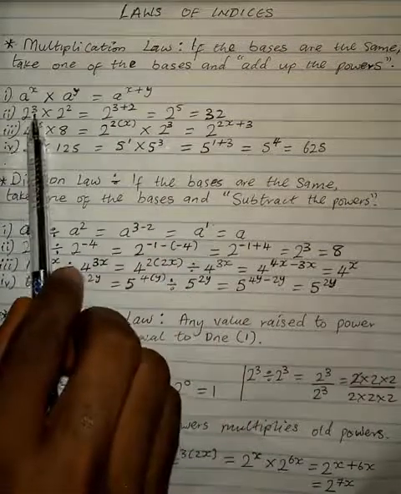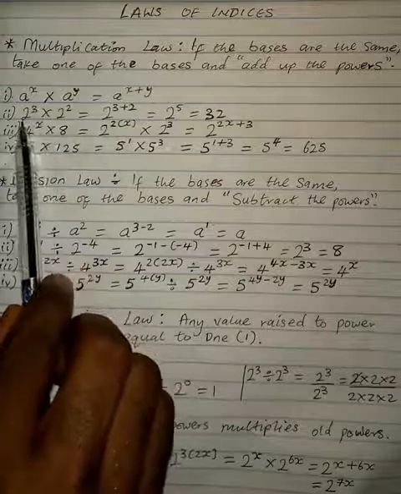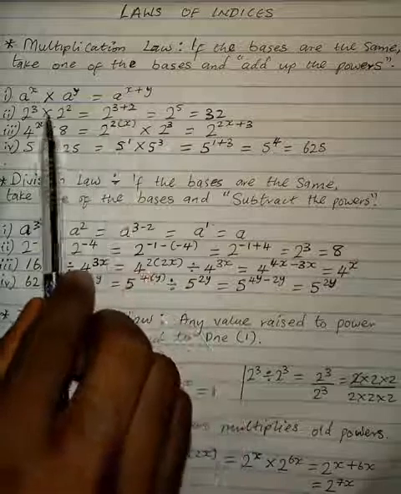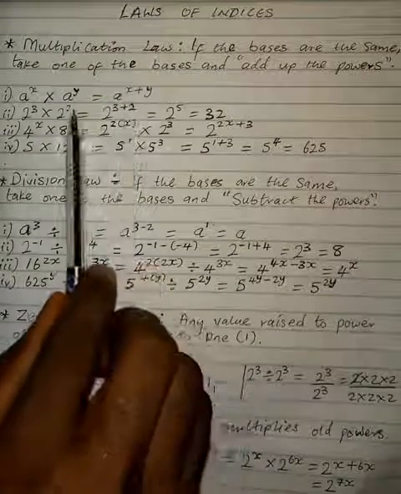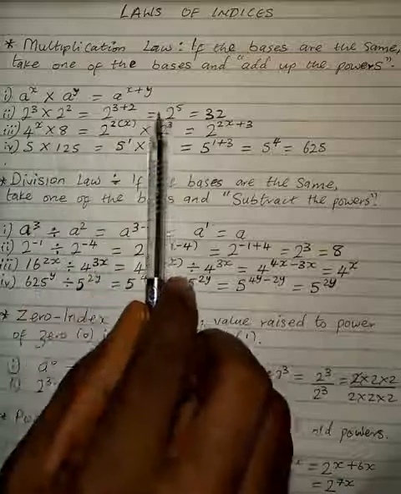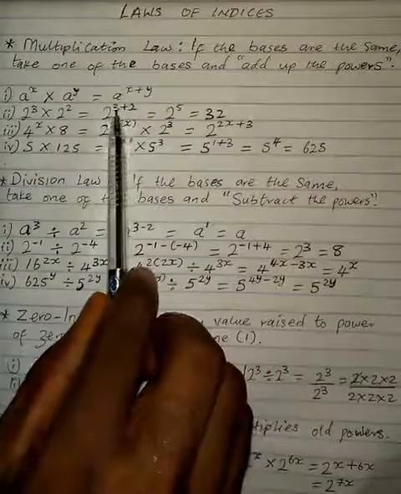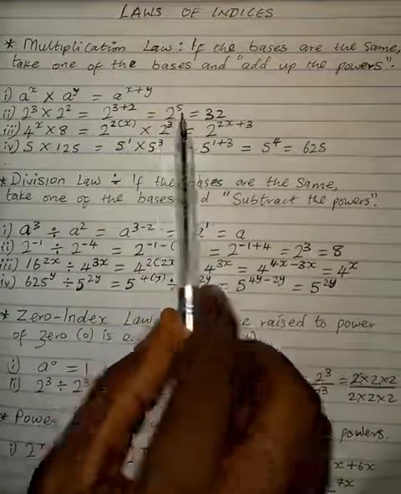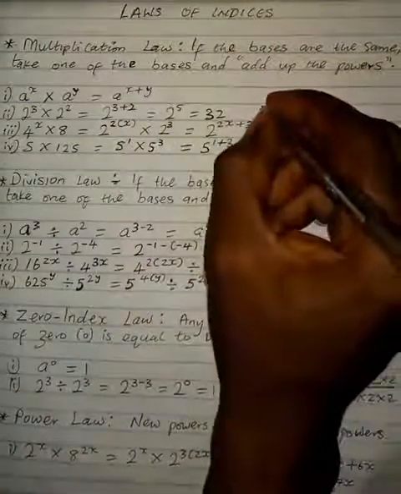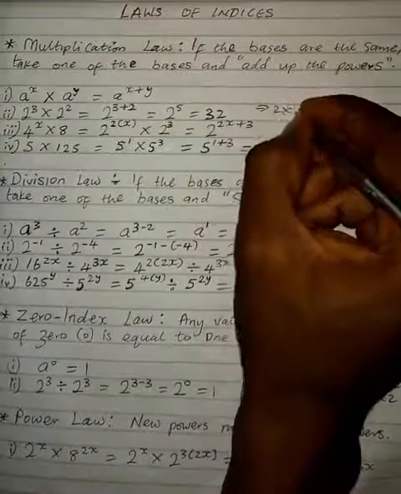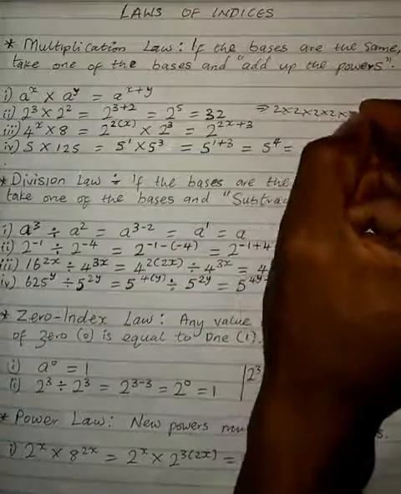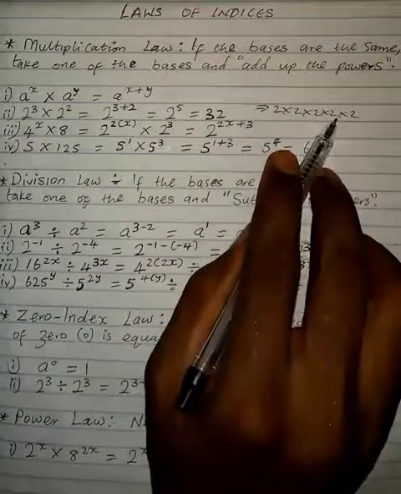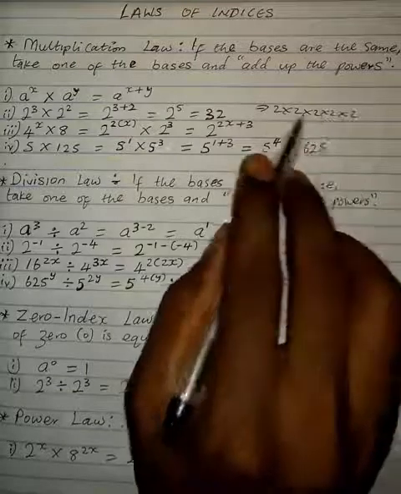Now look at this with numbers. I have 2 raised to the power 3 times 2 raised to the power 2 equals 2 raised to the power 3 plus 2. Because of times, we now say plus. We take one of the bases, and we have 2 raised to the power 3 plus 2, which is 5, which equals 32. Of course, this 32 is gotten from 2 times 2 times 2 times 2 times 2, that's 2 raised to the power 5. 2 times 2 is 4, 4 times 2 is 8, 8 times 2 is 16, 16 times 2 is 32.